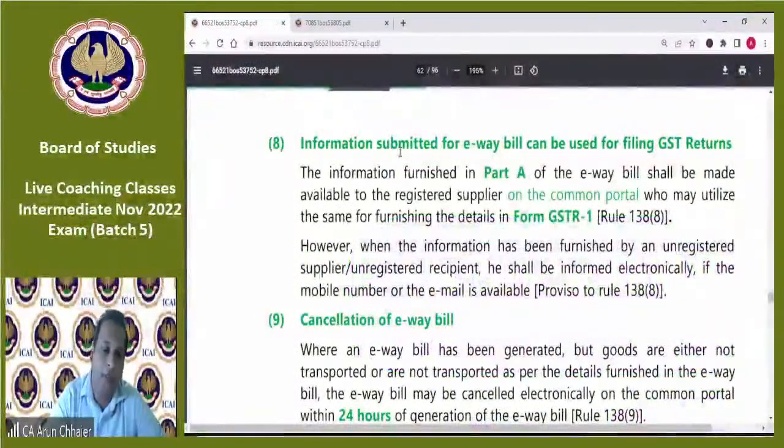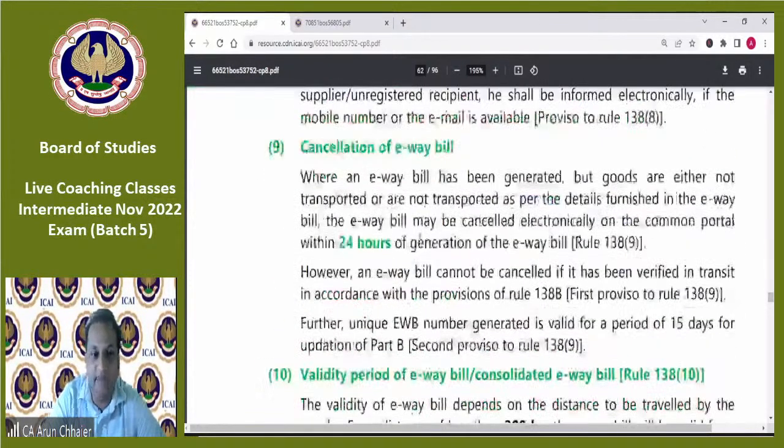Fine. Thank you. So let's start again after the break. Rule 138 sub rule 8 says that the information you have submitted in a bill can be used for filing the GST return. So you can fetch the details in the GSTR-1.